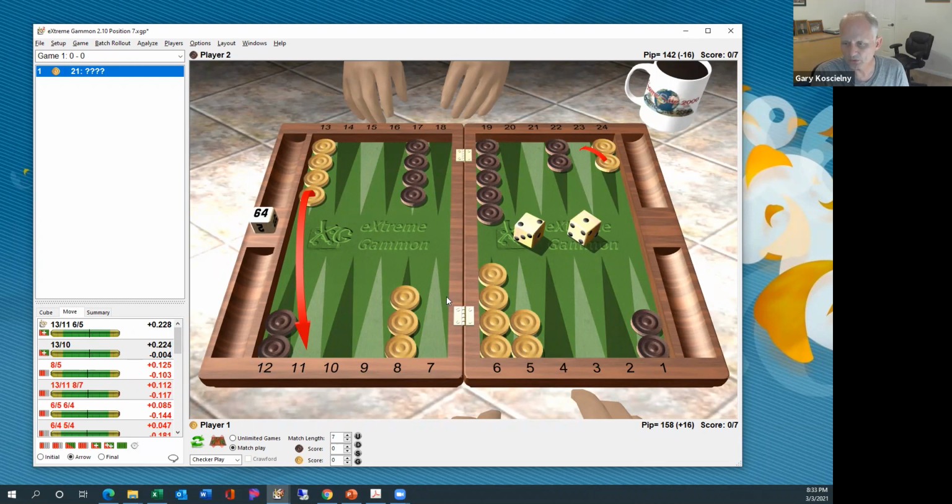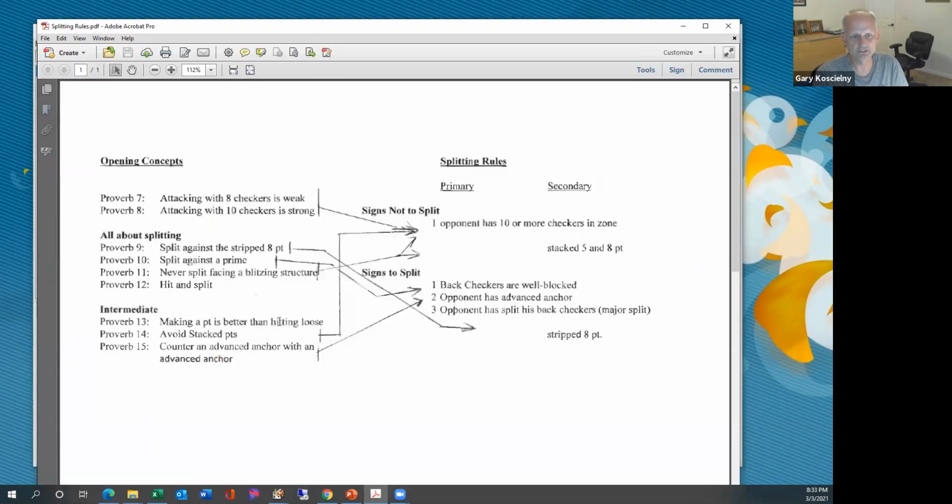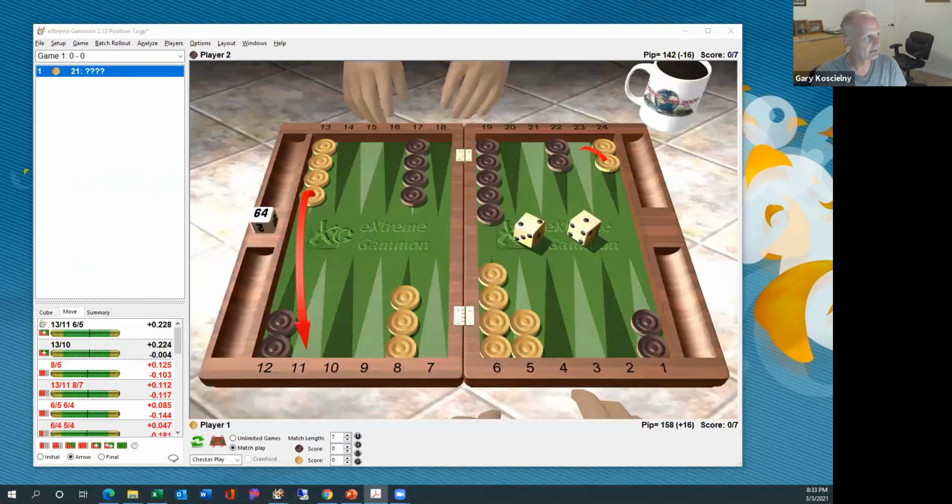Okay, we're actually up for the 30 minutes. I want to spend a few more minutes covering some other things that Michi says that kind of fall in together. And this is avoid stacked points and split against the stripped 8-point. Basically the idea here is don't put a blot in front of a stacked point. If you had to leave a blot, put it in front of a stripped point. So just a few examples of what we mean by that.